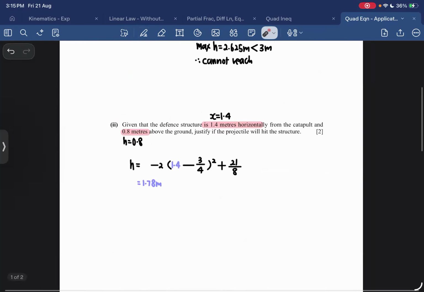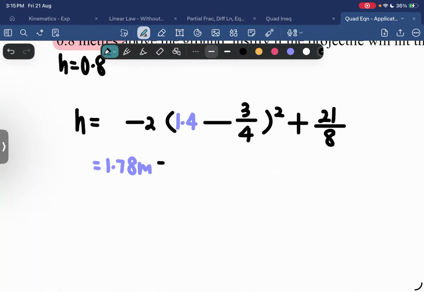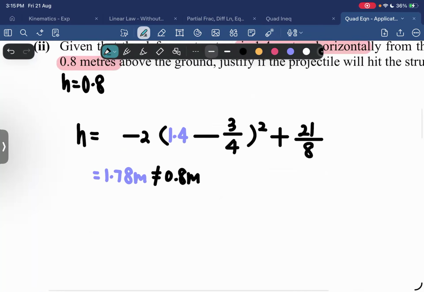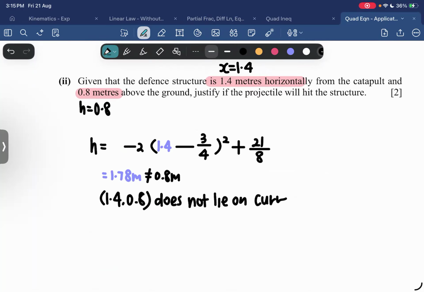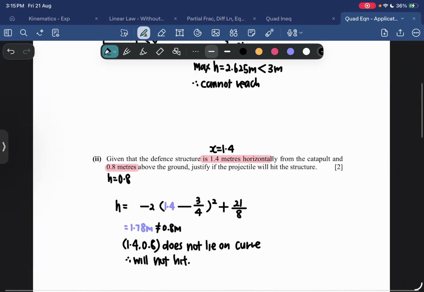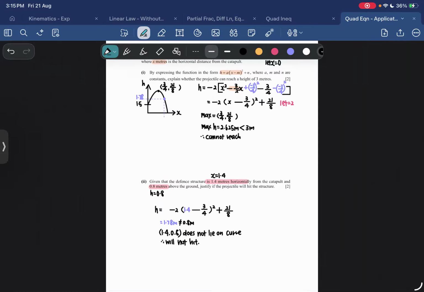So all you can understand from here is that, just put down, this is not equal to 0.8 meters. Since it's not equal, you can understand that this coordinate, x is 1.4 and h is 0.8, does not lie on the curve. So therefore, it will not hit. Easy? Just like that. So this is what we have typically.